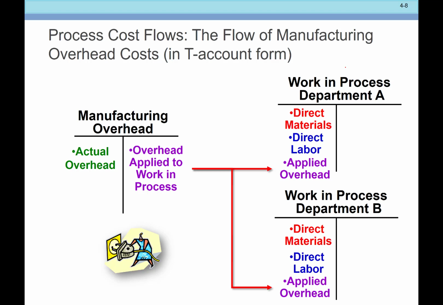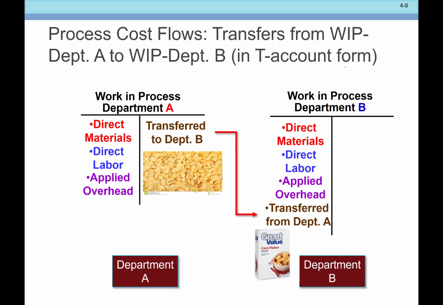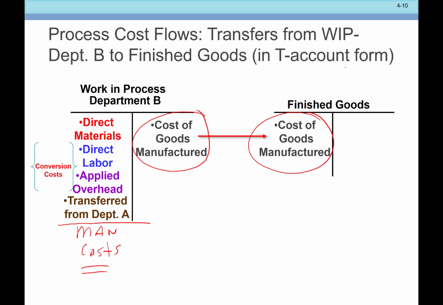Then any cost in Department A's work in process becomes work in process of Department B. Somebody told me the other day that I keep calling it work in progress when it's work in process. Sorry. So Department A becomes the work in process of Department B as we put the flakes into the boxes. Now we've got boxes of flakes. Those are finished, so they come out of work in process Department B, from our boxing department, into finished goods.